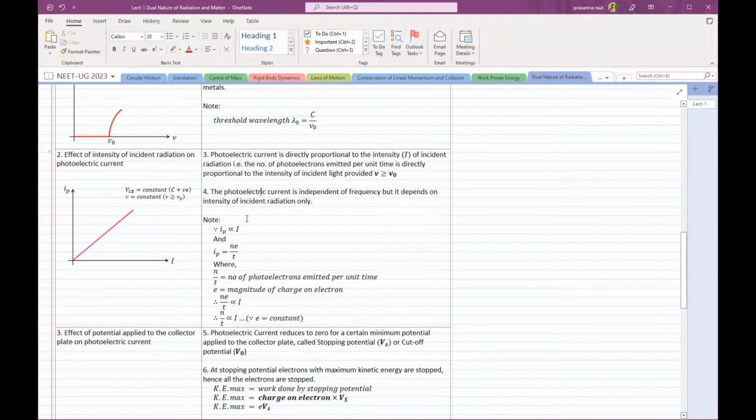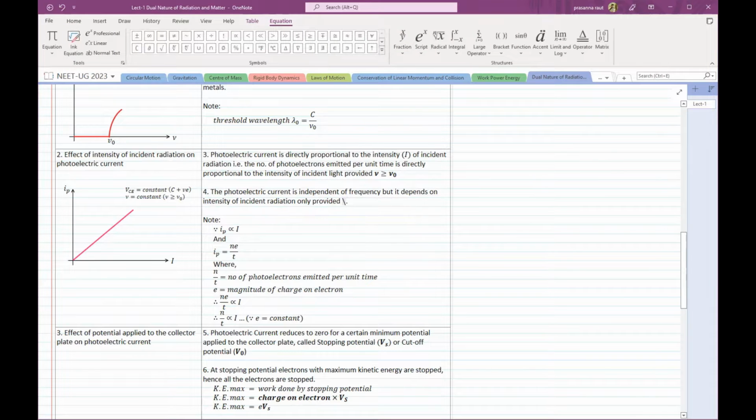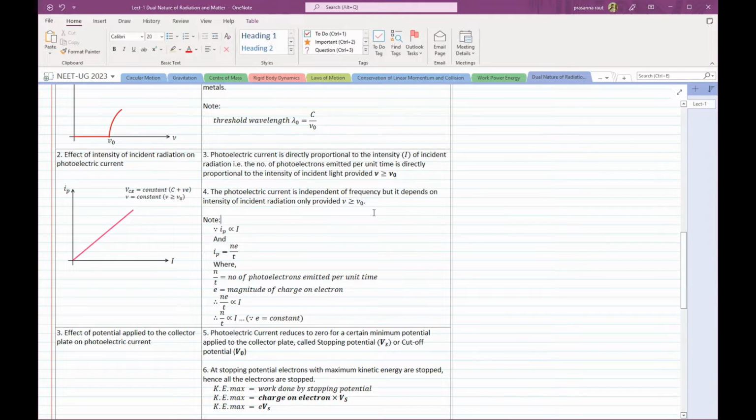ठीक है. दूसरा आप चेक करेंगे कि whether it depends on frequency, मतलब फ्रीक्वेंसी साथ में चेंज करो तो ये करंट चेंज होता है क्या? तो नहीं. The photoelectric current is independent of frequency but it depends only on intensity of incident radiation, provided this frequency nu remains greater or equal to nu naught. So if you are always greater than threshold frequency, then you can always get this relation.